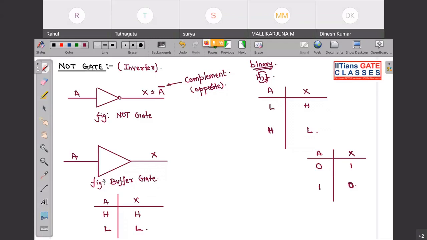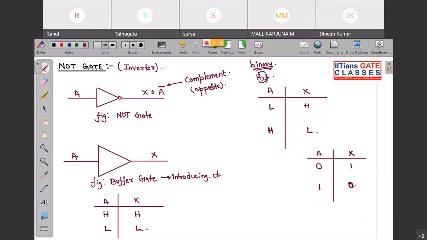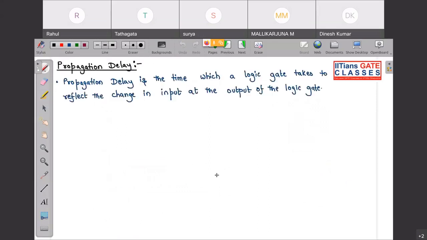So later on we are going to see in combinational and sequential circuits that the buffer gate is used for introducing delay. Can anyone say why it is required? For introducing what? Anyone want to say? For introducing delay. Okay, delay. We are going to study the concept of delay in the next slide. So basically, the buffer gate is used for introducing delay. Now let us see what this delay is.